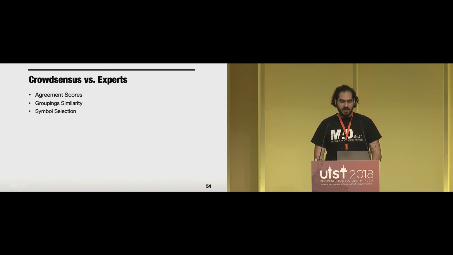We compared the results that we got from Crowdsensus against the results we got from the experts, including ourselves, and we compared those on 3 different fronts, which were the agreement scores, the grouping similarity, and the symbol selection. In the interest of time, I'll only go into the results of the symbol selection, and I would refer you to the paper if you're interested in full details about our results.